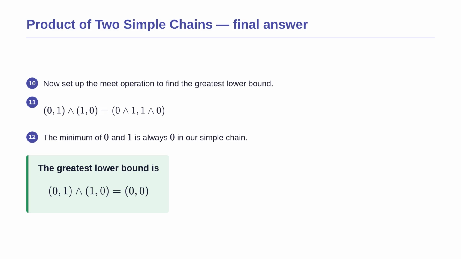Next, we set up the meet operation to find the greatest lower bound for the same two pairs. We do this by again separating the first and second components into their own isolated calculations. We pair the first components with a meet symbol and the second components with a meet symbol. The minimum of 0 and 1 is always 0 in our simple chain. Therefore, the meet of these two pairs evaluates to 0, 0. This shows that while our two starting pairs cannot be directly compared to each other, they share a common floor at 0, 0.